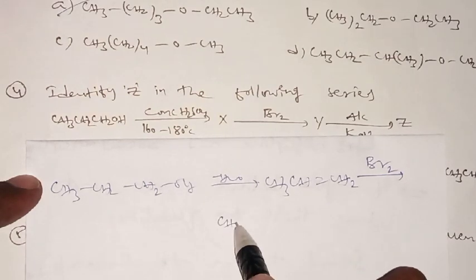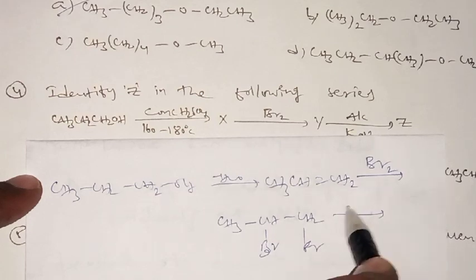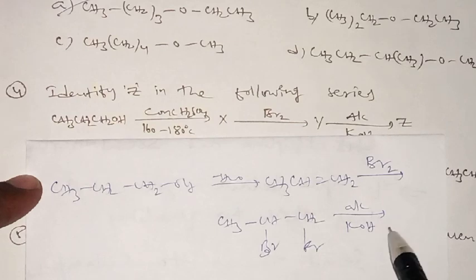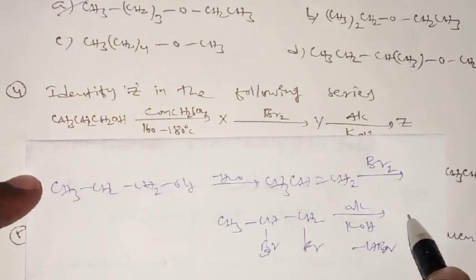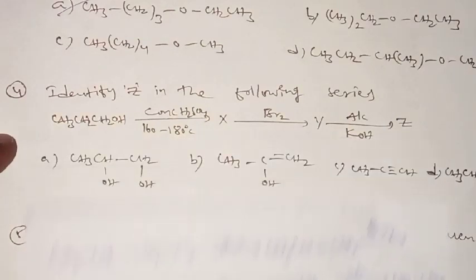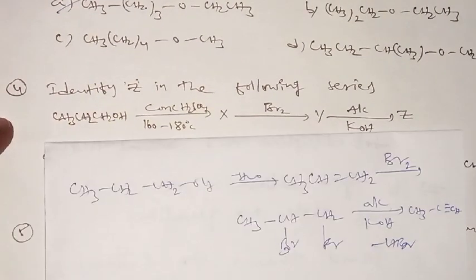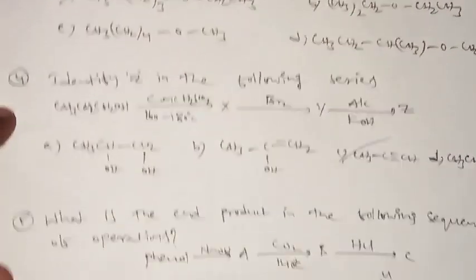What happened here? CH3CHBrCH2Br. Then in the presence of alcoholic KOH, through the E2 mechanism, HBr will be separated out. How many moles? 2 moles here, because 2 bromines are there. So 2 bromines with 2 hydrogens, 2 HBr, that means minus 2HBr. Then you will get CH3C≡CH. Then what is our answer here? C. Is it clear? Is it okay? Right. Look at the next question.